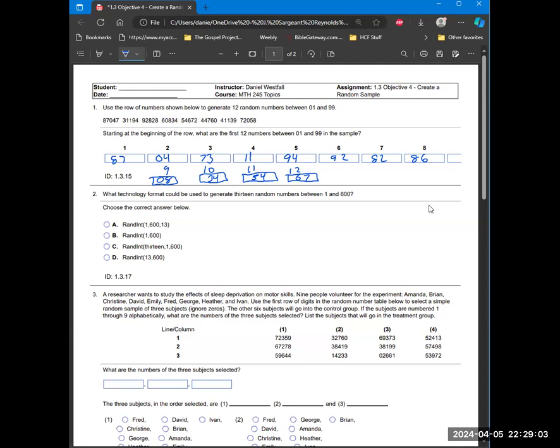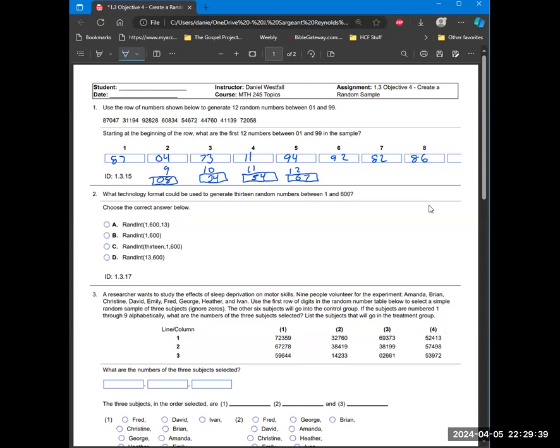So now another way to select random numbers is with a pseudo random number generator. We just call it a random number generator, but it's pseudo random because it's using technology with a formula to do this. So if we wanted to generate 13 random numbers between 1 and 600, what would be the correct command to put, for instance, into the calculator here or into the computer?